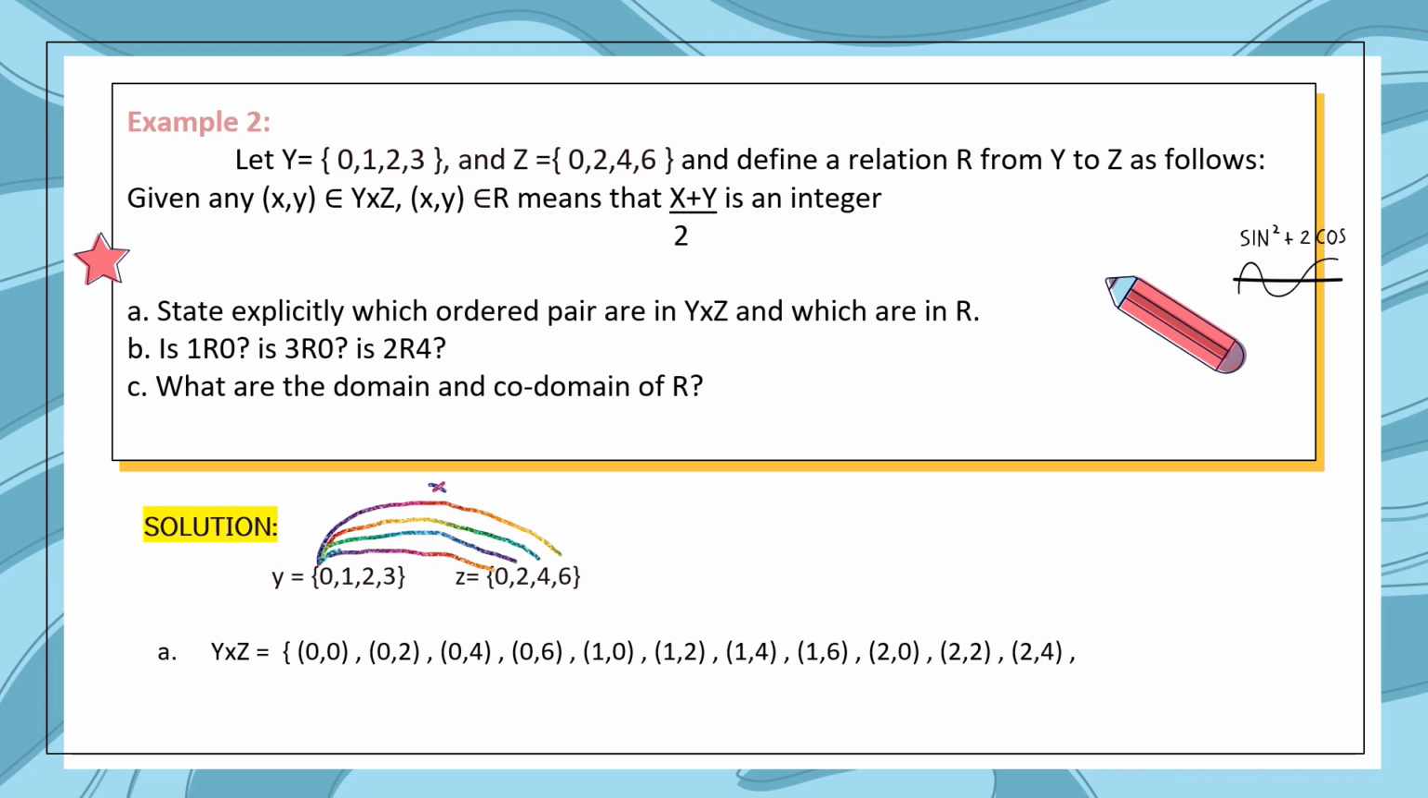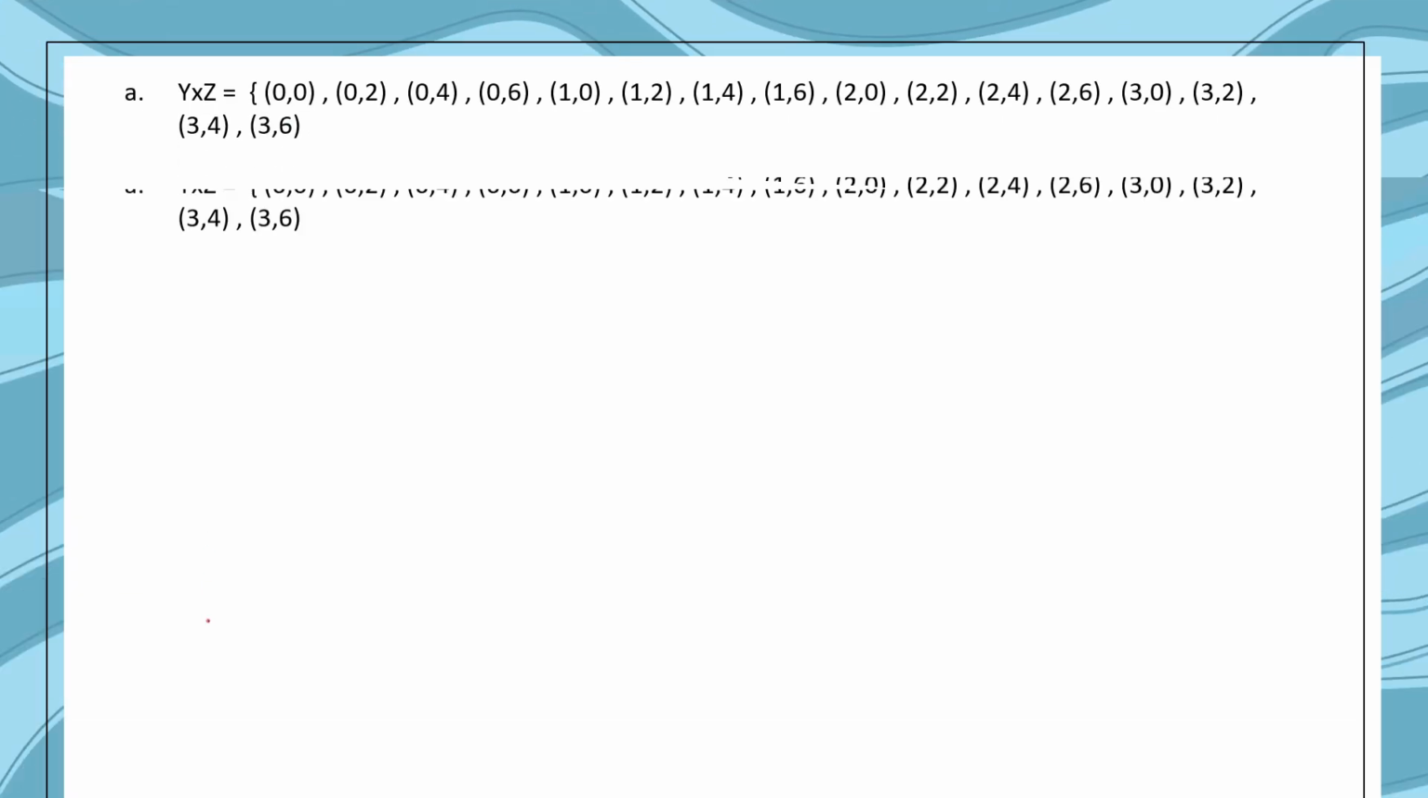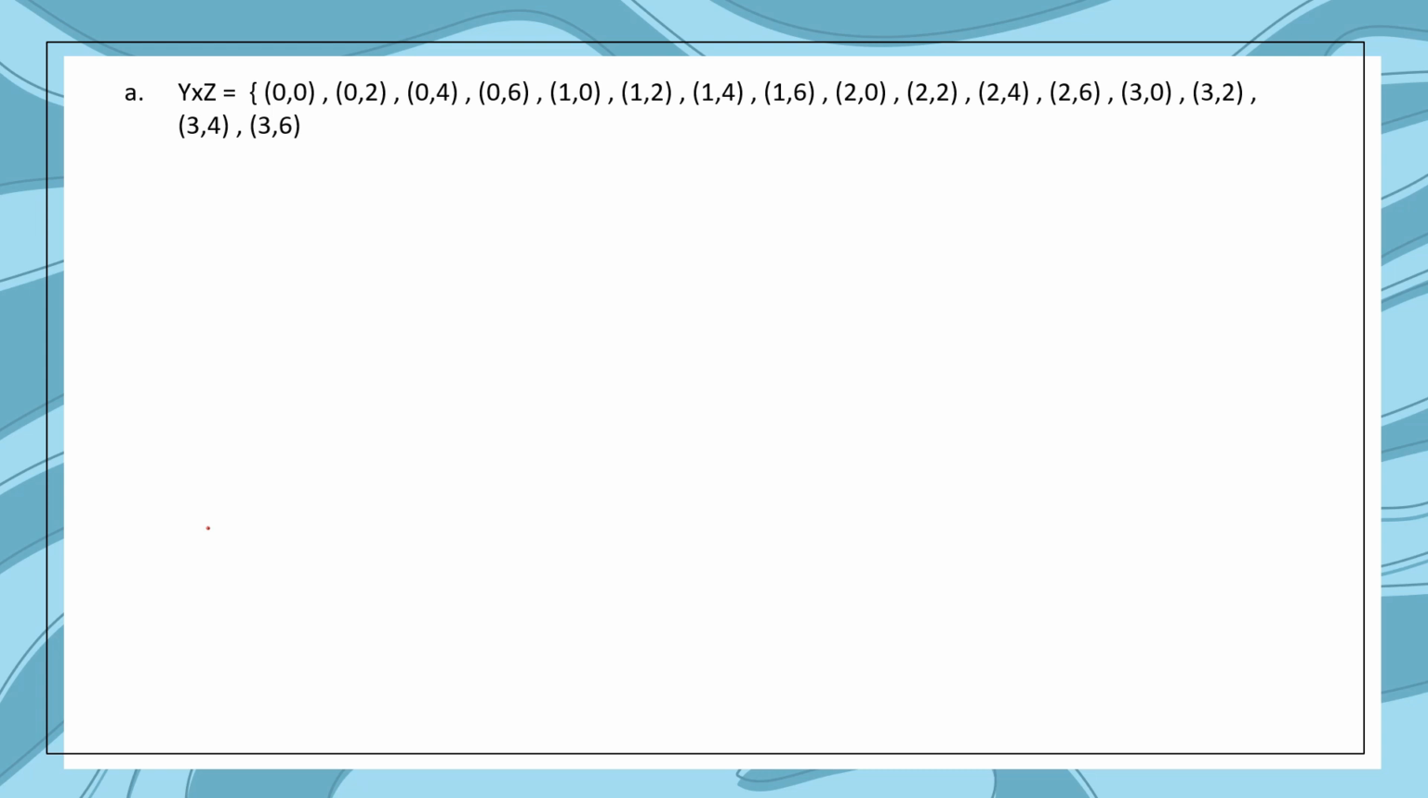Y cross Z is equal to the set of (0,0), (0,2), (0,4), (0,6), (1,0), (1,2), (1,4), (1,6), (2,0), (2,2), (2,4), (2,6), (3,0), (3,2), (3,4), and (3,6). These are the ordered pairs which are in Y cross Z.